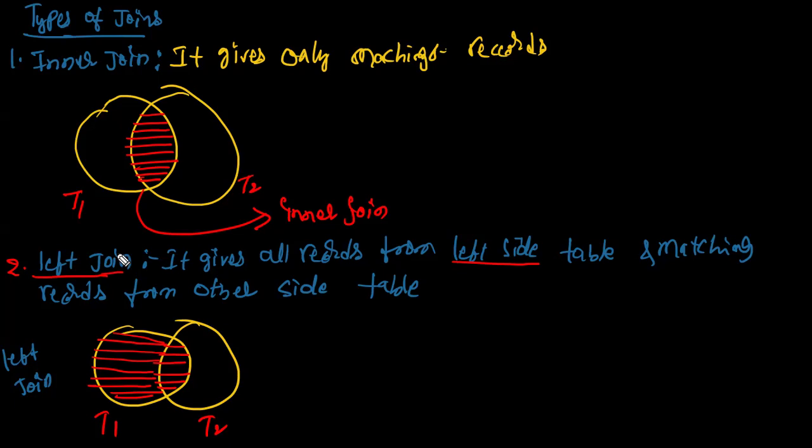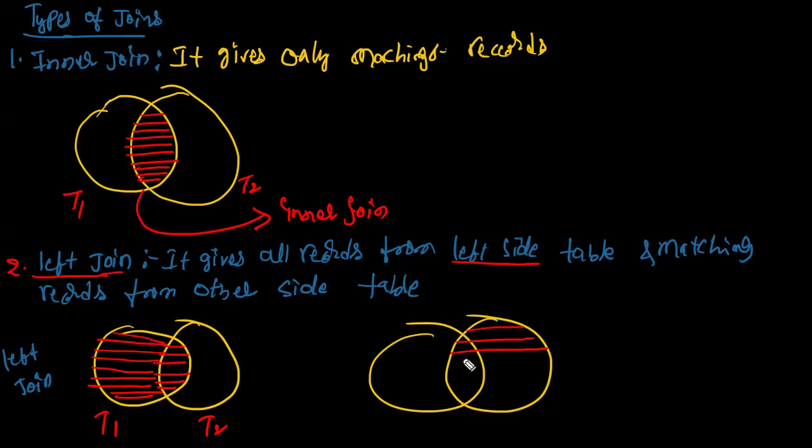And quite opposite to left join, we have a right join. All records from the right side table and matching records from the other side table. I'm just going to give a Venn diagram so you can understand, something like this. This is table 1 and this is table 2. It's a right outer join.